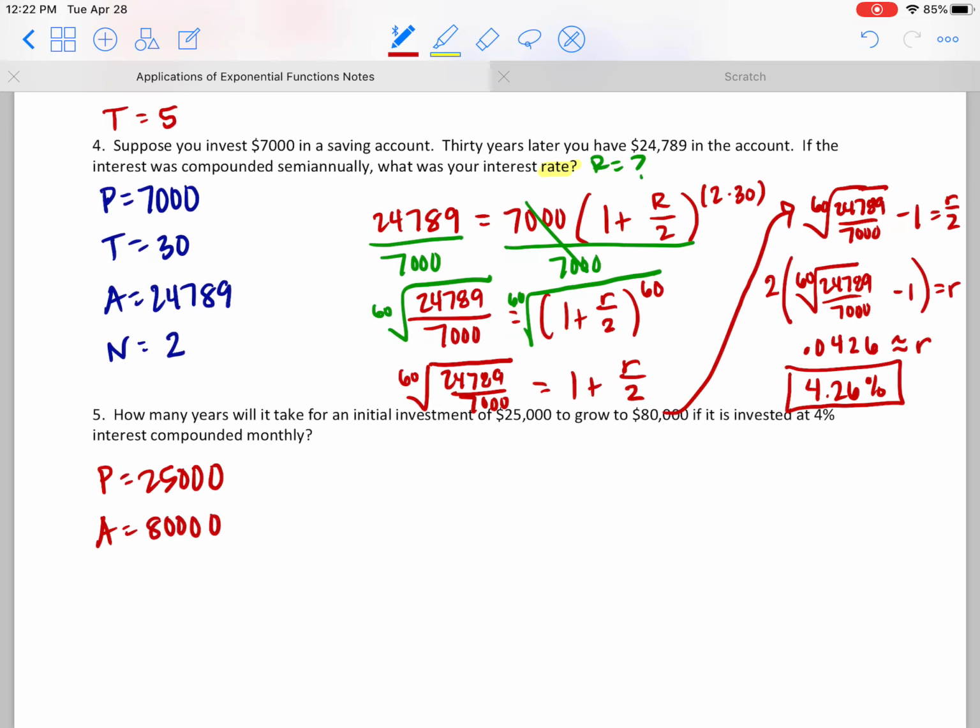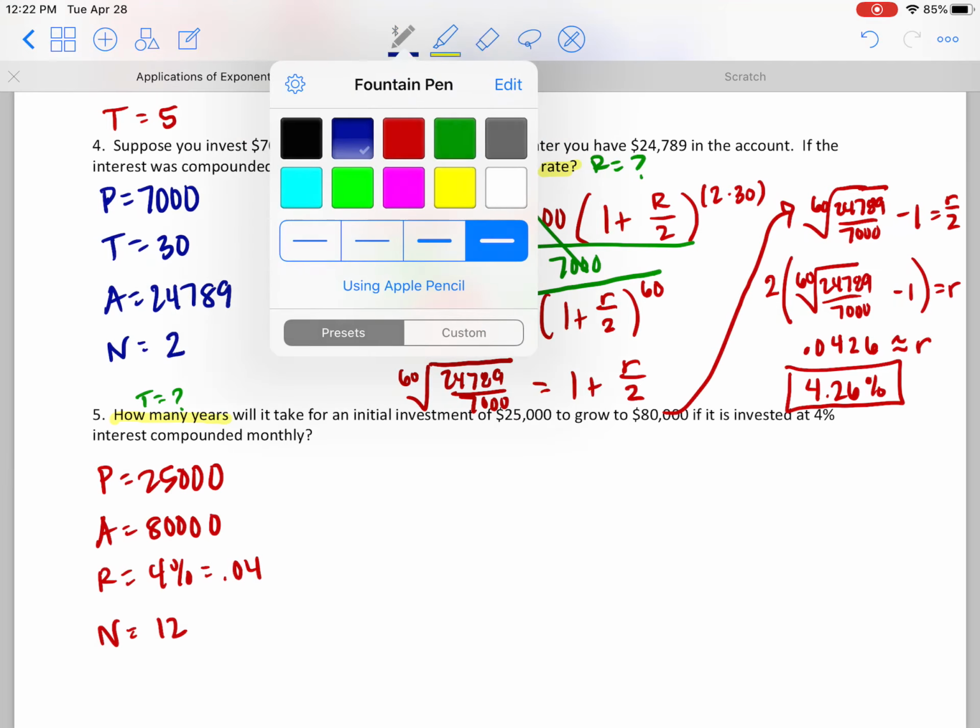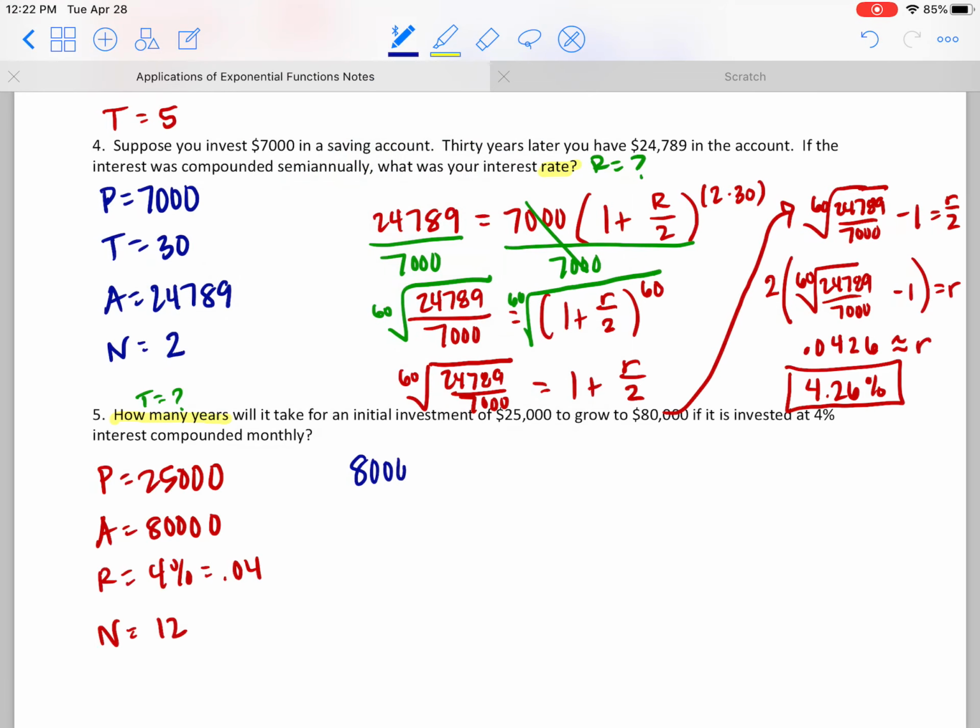Next one says, how many years is it going to take for an investment of $25,000 to grow to $80,000 if it's invested at 4% compounded monthly? So the initial investment, $25,000, is P. We're trying to get that to grow to $80,000, so a final amount A of $80,000, and it's invested at 4%. Rate is 4%, which is 0.04 as a decimal. Interest is compounded monthly. That tells me n is 12. And this time we want to know how long. How many years means this time t is our question.